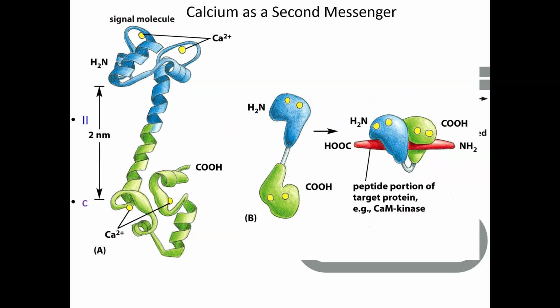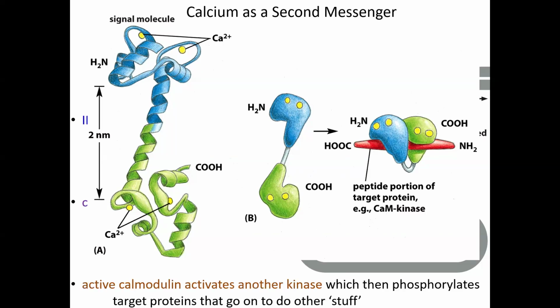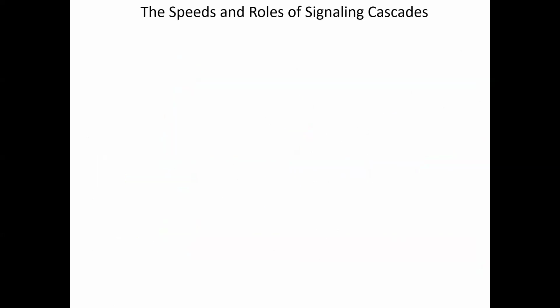What does calcium do? Well, calcium binds to a protein called calmodulin. In fact, that name, calmodulin, means modulated by calcium. When calcium binds to calmodulin, active calmodulin can then bind to the calcium modulated kinase, or CAM kinase, and that kinase is turned on. Sound familiar?